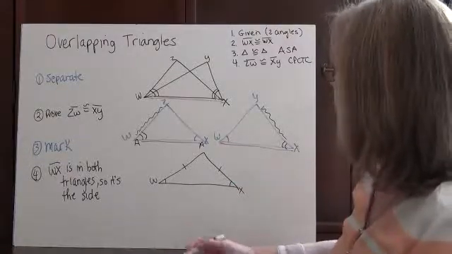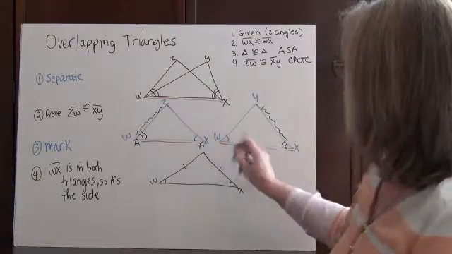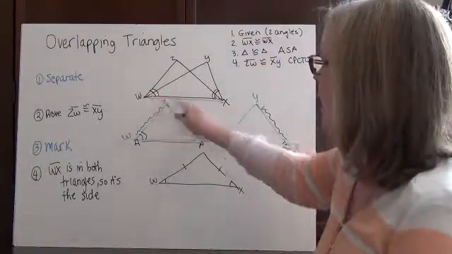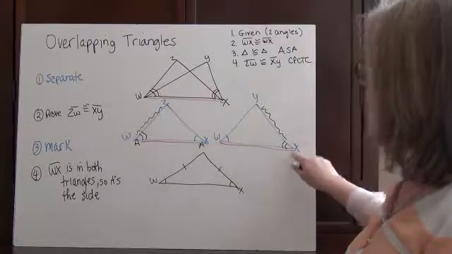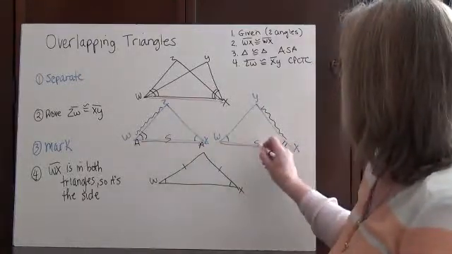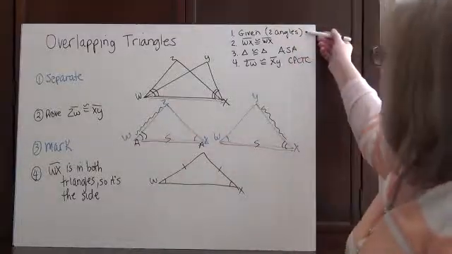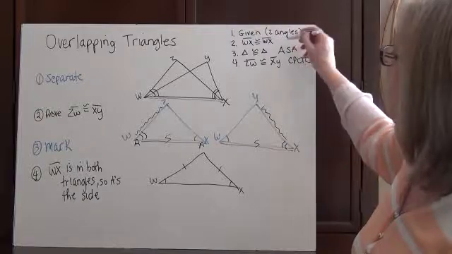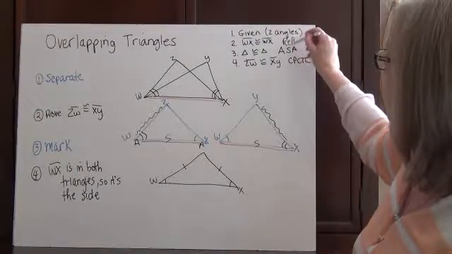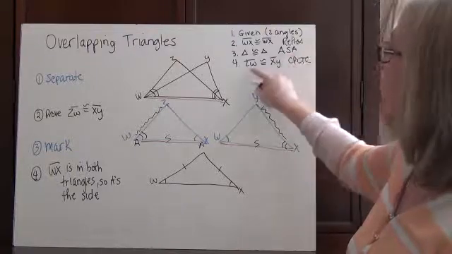So I'm looking for parts, right? I see I have an angle here, and I have an angle here. And then I notice, I think they both have WX in them. See it? WX, WX, they share that. That must be my side. So I would write that, given the two angles, WX equals WX because of reflexive. The triangles are congruent because of ASA.